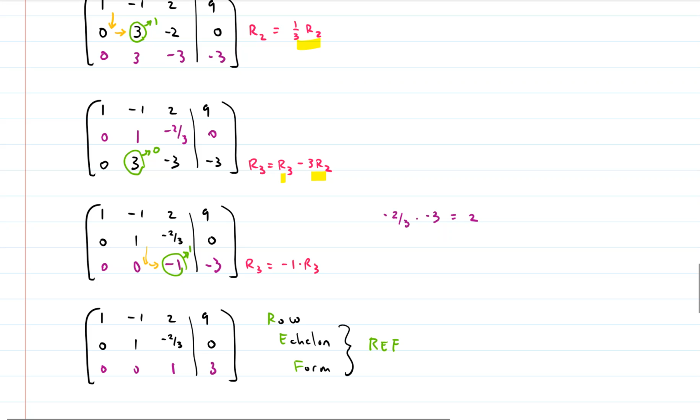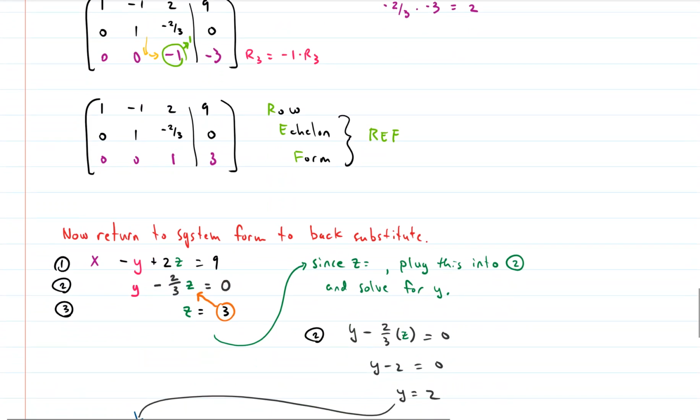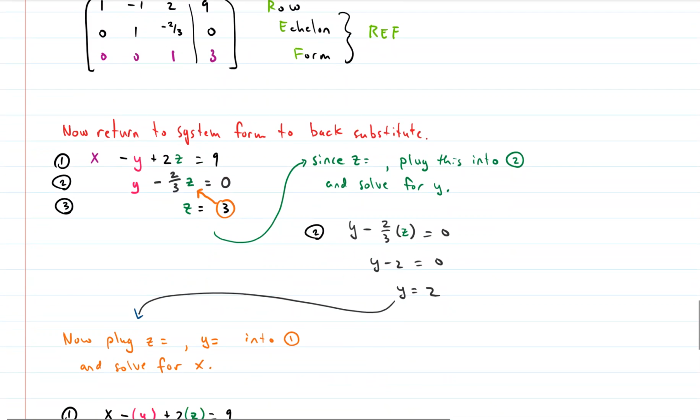Now we are complete. We have our row echelon form because we have 1s along the diagonal and our lower diagonal elements are all 0. So now we can return to the system form of our equations and we can back substitute. So let's do it. We're really close. The stuff that we just did was by far the most tedious. So we know that z is equal to 3.